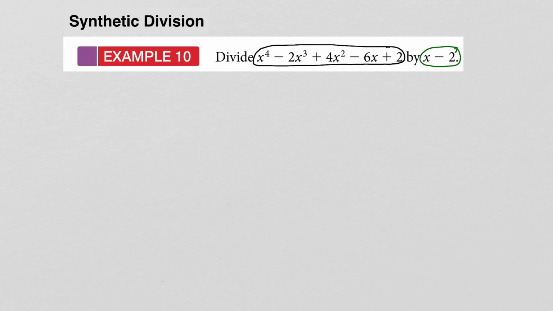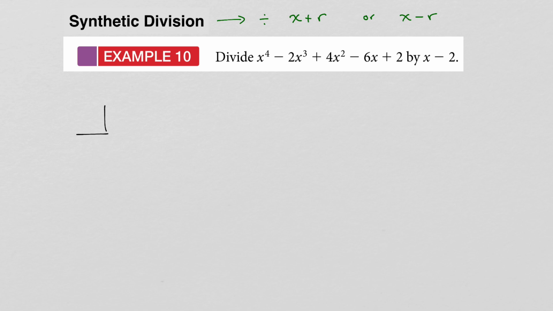So this synthetic division will work if we are dividing by x plus some number or x minus some number. And it doesn't matter what you call this number. I'm calling it r, but you can call it anything. So in this case, I am dividing by x minus 2. So here's how the procedure works. And this part you just need to get comfortable with.